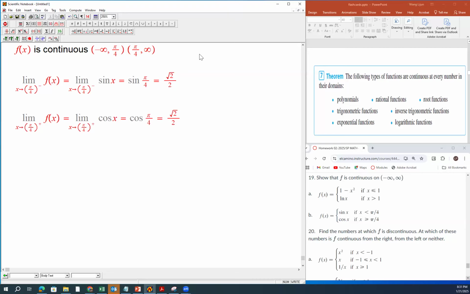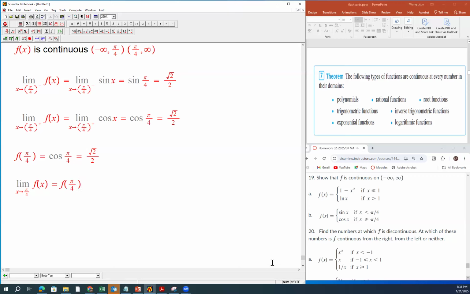So, the function's value at pi over 4. Sorry, it should be pi over 4. Which function should we substitute it in? Cosine. Okay, so we just substitute in this. So this time, you can say the limit of the function when x approaches pi over 4, from either side, is equal to the function's value at pi over 4.